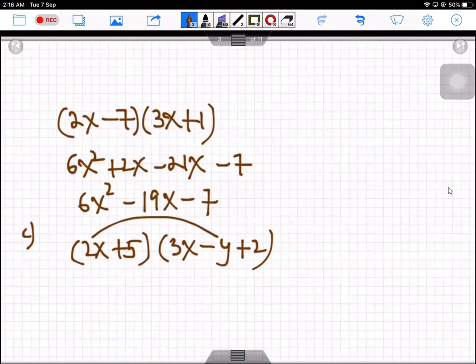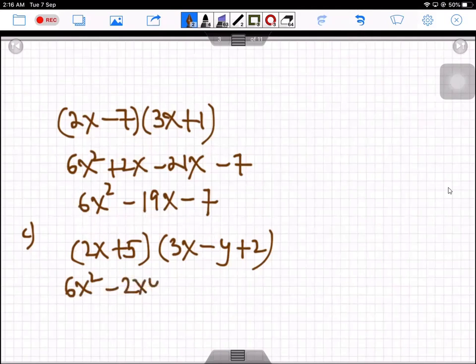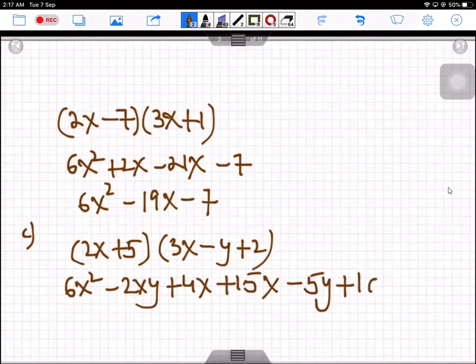will be multiplied by minus y, then 2x will be multiplied by 2, then 5 will be multiplied by 3x, then 5 will be multiplied by minus y, and then 5 will be multiplied by 2. So 2x times 3x is basically 6x square, and then 2x times minus y is minus 2xy, 2x times 2 is basically 4x, then 5 times 3x is positive 15x, then 5 times minus y is minus 5y, and then 5 times 2 is positive 10.